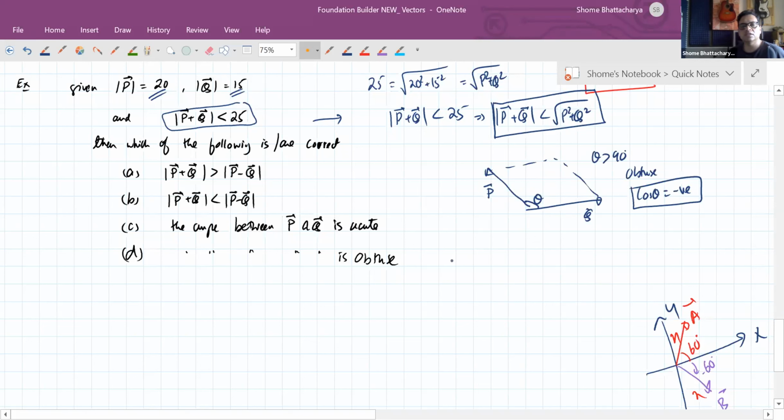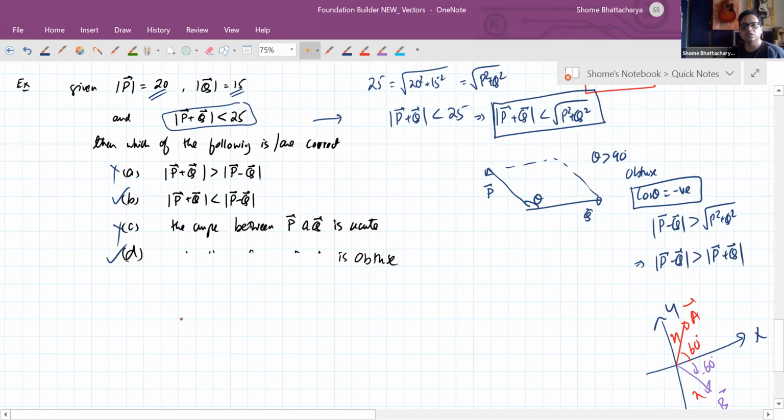So the moment you understand that that is the case, you can see that this will be wrong, this will be correct. Okay, because the moment theta is obtuse, mod of P minus Q becomes greater than root of P square plus Q square, and therefore mod of P minus Q is greater than mod of P plus Q. Okay, so this statement is correct, that one is wrong, and the angle between them is obtuse. Okay. So this is the way of doing it, by just remembering the inequality.